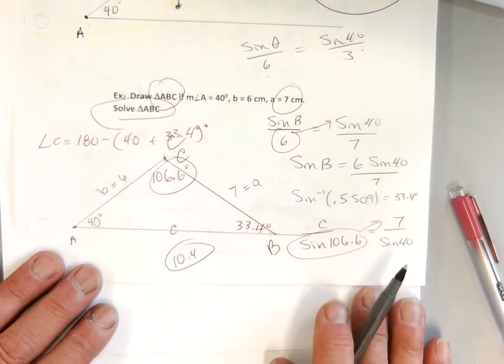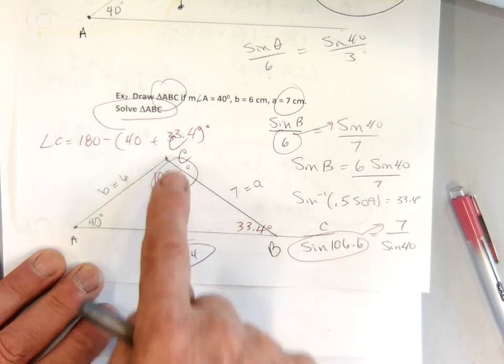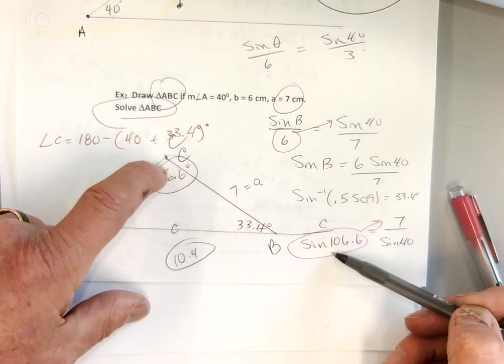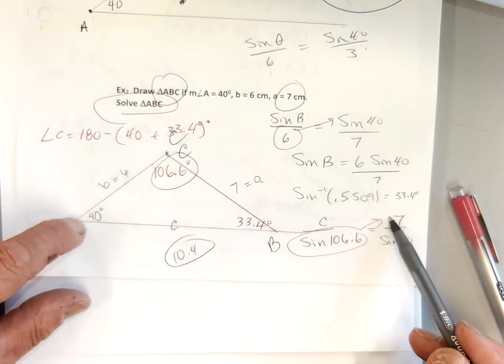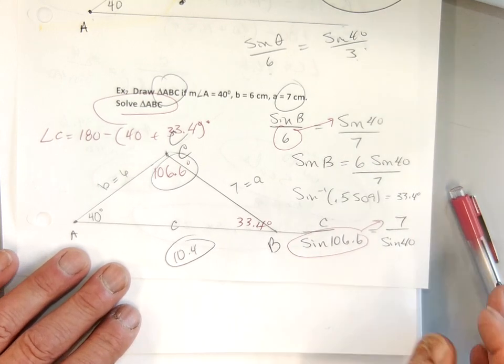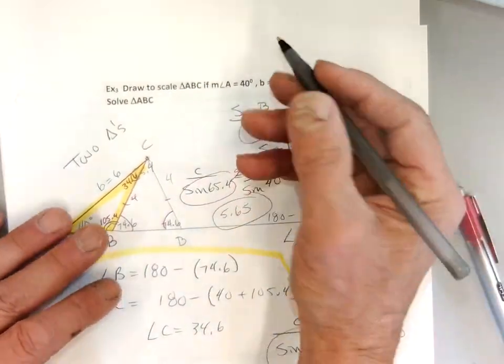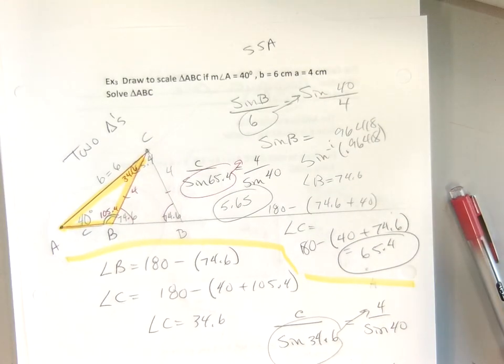And then finally, if I want this side C here, again, opposites. I set up side C over the sine of its angle equals 7 over the sine of its angle, cross multiplied up here, and I ended up with about 10.4. The third possibility in the dreaded side-side angle is where 2 exist.